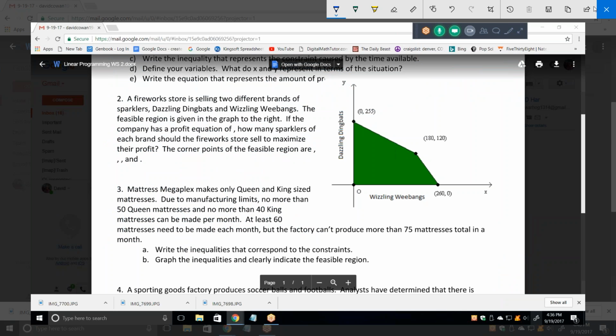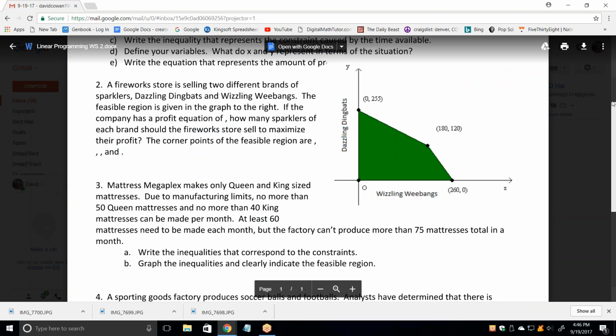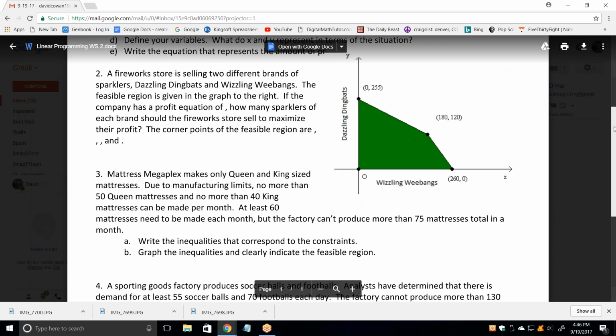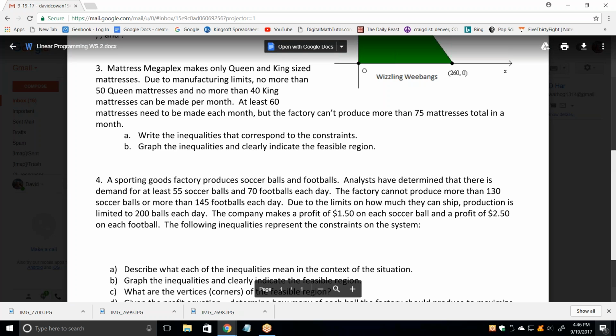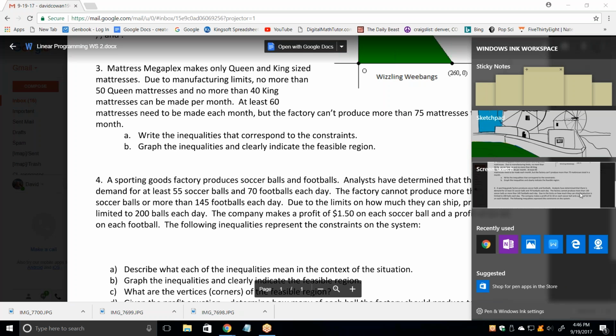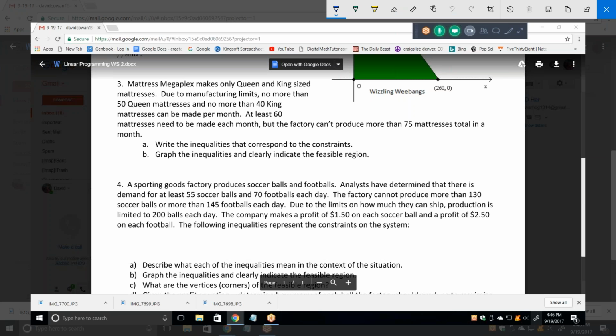All right. We got 15 minutes. That might be time to do one more of these. These are long problems, and you can see why. There's a lot to them. All right. Our questions are: write the inequalities that correspond to the constraints, graph them, and clearly indicate the feasible region. So this problem is the same as number 1, pretty much.